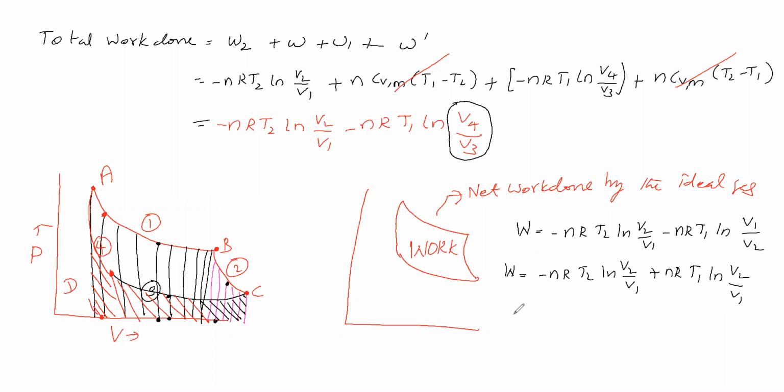Okay. Then what is the common thing that we can take out? You see now, minus NR we can take out common, and ln V2 by V1 also we will take common. Then what we will get means T2 minus T1 we will get. Correct? So this is called the net work done by the system in the Carnot cycle. So in the Carnot cycle, net work done is minus NR ln V2 by V1 into T2 minus T1. We got net work done.